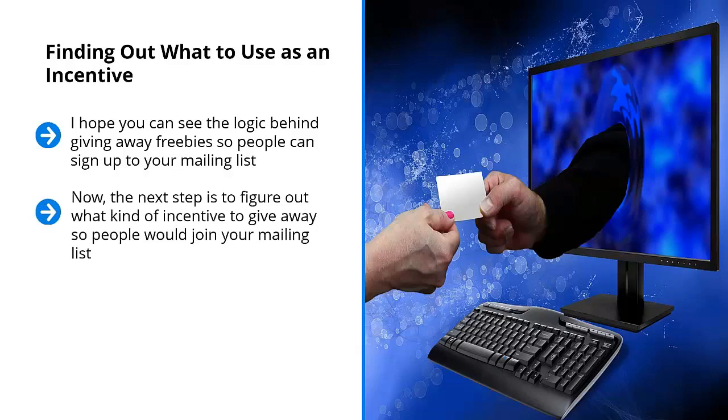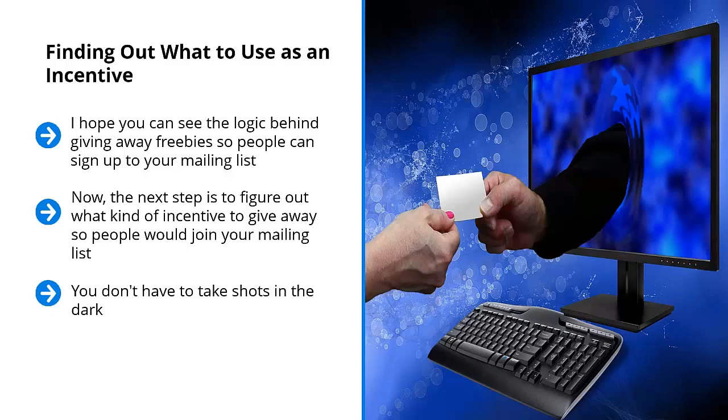Now, the next step is to figure out what kind of incentive to give away so people would join your mailing list. The good news is, you don't have to start from scratch. You don't have to take wild guesses. You don't have to take shots in the dark. When you pay attention to your top-performing original content, you should have all of the information you need to come up with a compelling incentive.